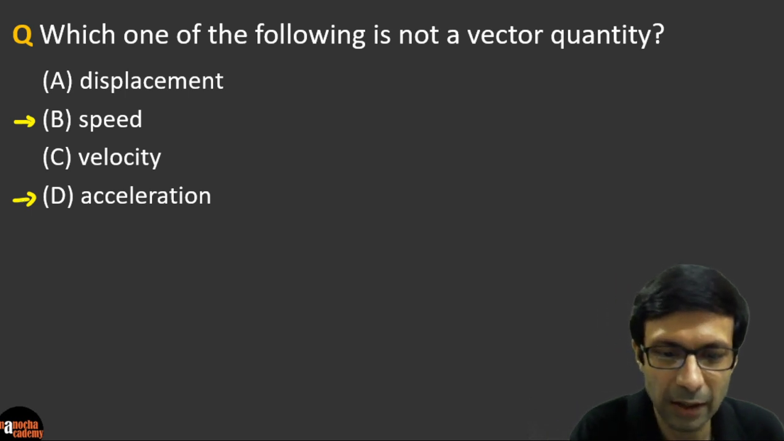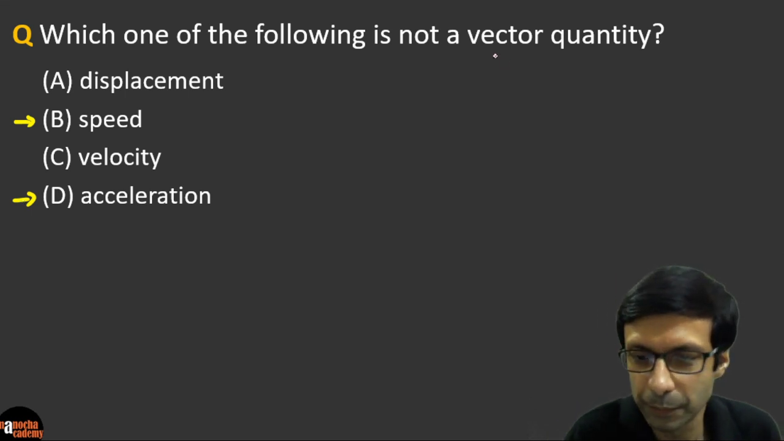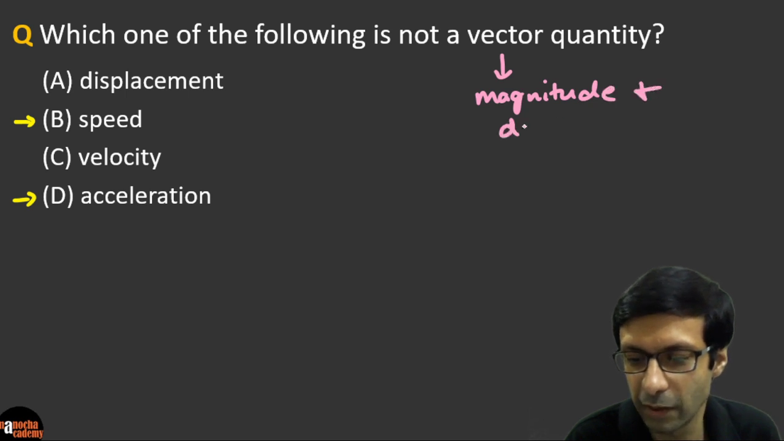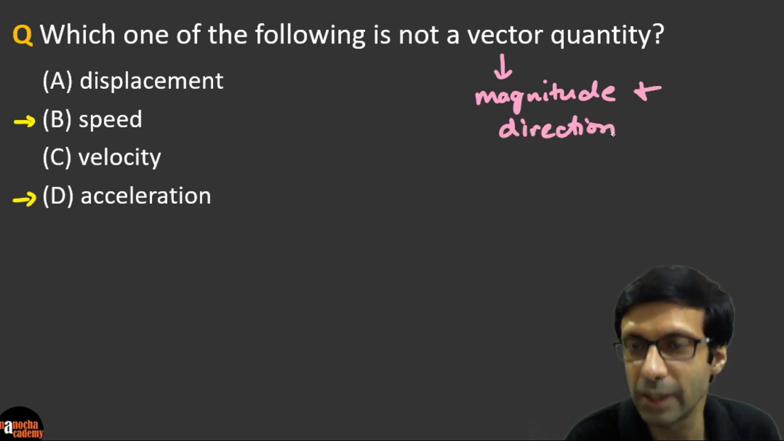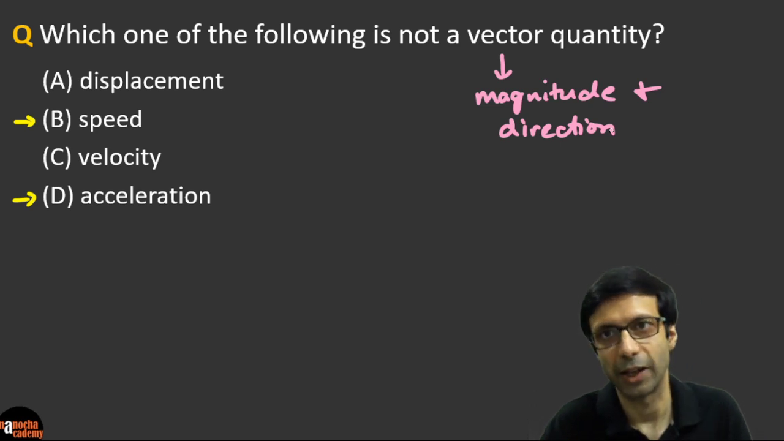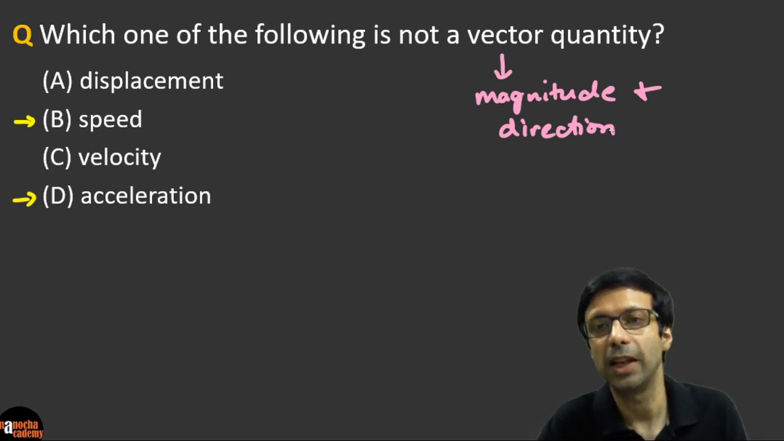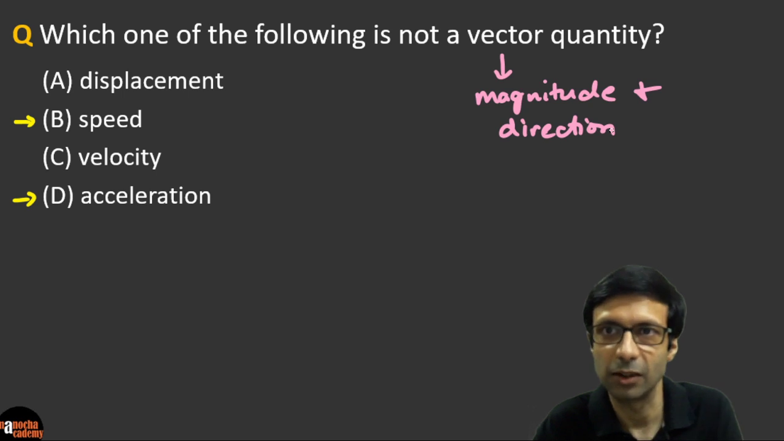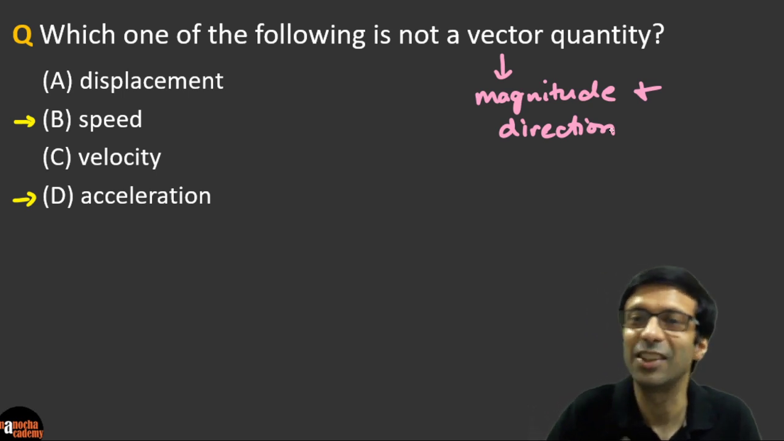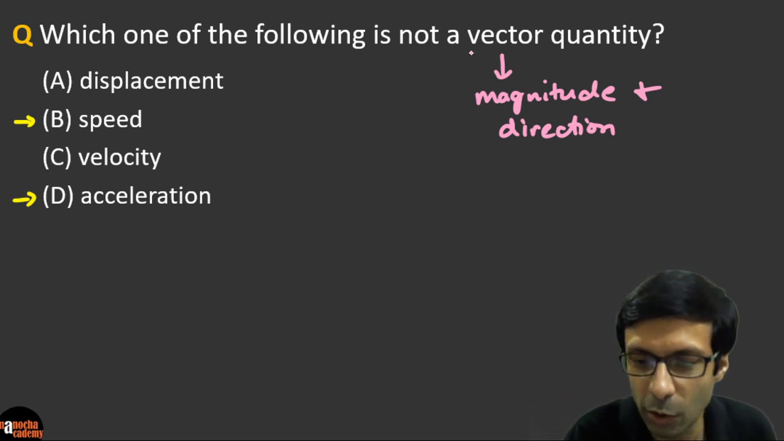So first, let's understand what is a vector quantity. So vector quantity has both magnitude and direction, right? So quantity that has magnitude means has some value and it has a direction. So for example, if we say 10 kilometers northeast, so 10 kilometers is the magnitude and the direction is northeast. So that is the meaning of vector quantity.